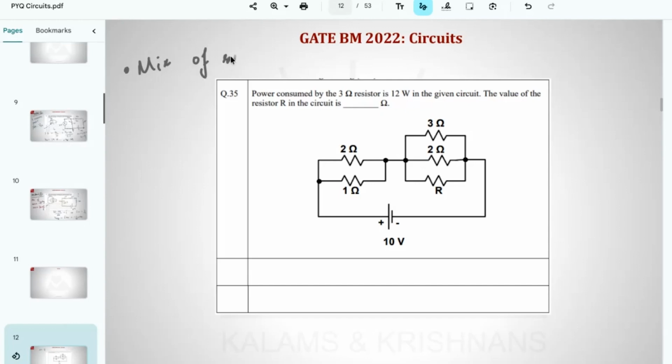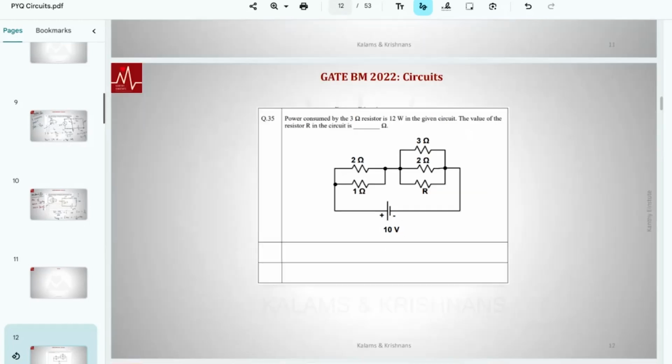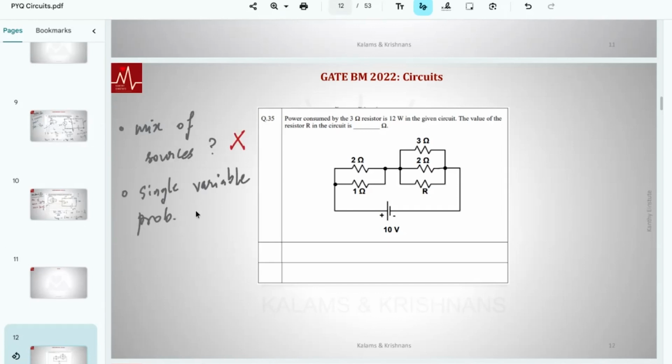Let me get the scale correct. I'll zoom in. Is it a mix of sources to consider source transformation? No. Is it a one variable problem? No. Are there stretches of... I try to draw this here.